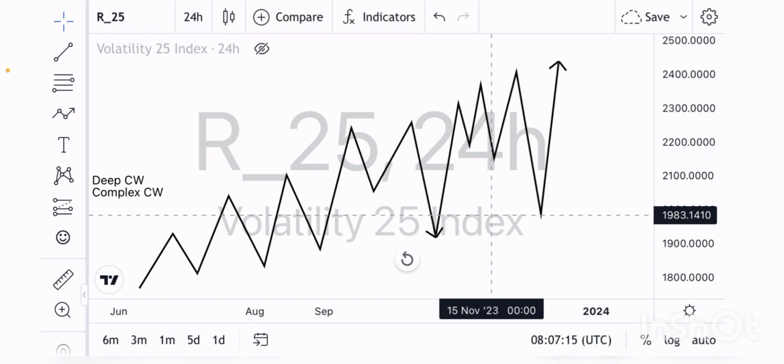But you see, for this particular complex corrective wave, it gives distance, and when it cannot move so well again, when it cannot come back into the primary POI directly, it gives a complex corrective wave just to confuse a lot of traders. It's definitely going to confuse a lot of traders that want to enter the market.